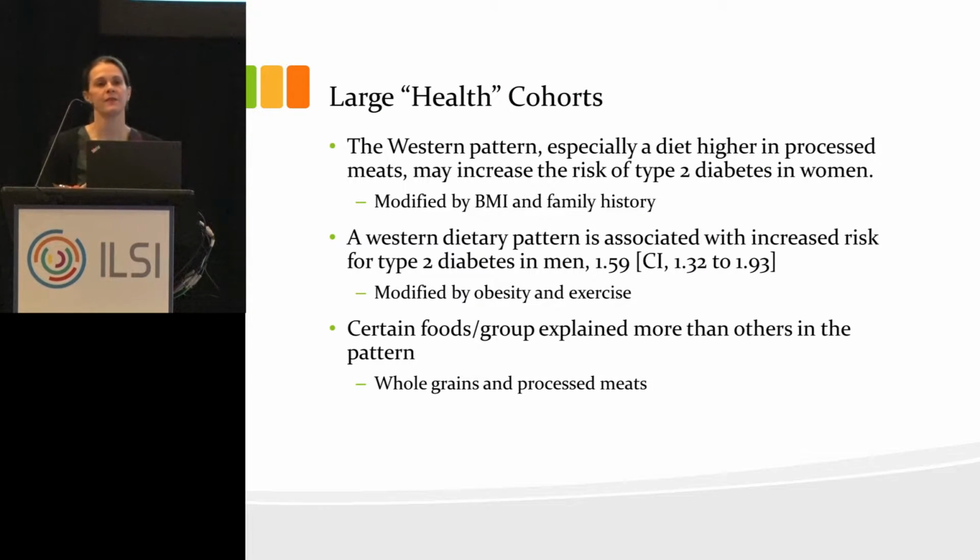So to summarize the information from these large health cohorts, the Western pattern is associated with increased risk of type 2 diabetes in both males and in females. These associations, however, are modified by weight status, physical activity, and family history. Also, certain foods within these patterns showed stronger associations than others. So whole grains were particularly important among the prudent pattern, whereas processed meats were associated with increased risk in the Western pattern.